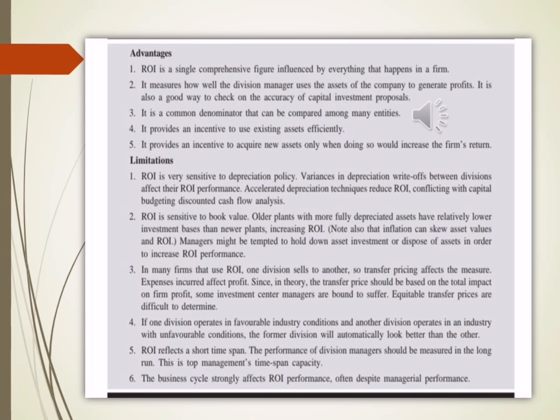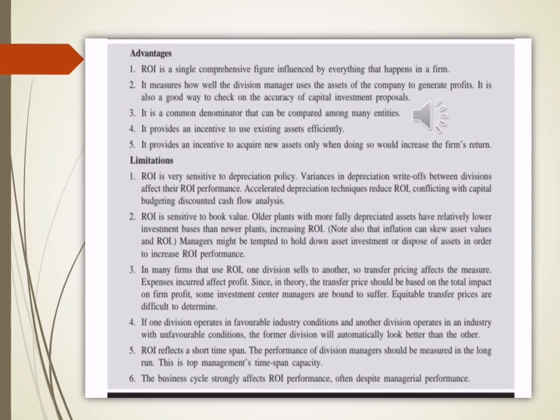The first advantage is that it is a single comprehensive figure influenced by everything that happens in a firm. 2. It measures how well the division manager uses the assets of the company to generate profits. It is also a good way to check on the accuracy of capital investment proposals. Number 3 is that it is a common denominator that can be compared among many entities. And it provides an incentive to use existing assets efficiently. Lastly, it provides an incentive to acquire new assets only when doing so would increase the firm's return.